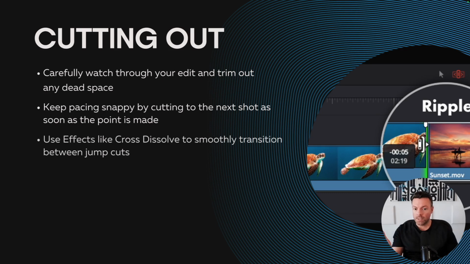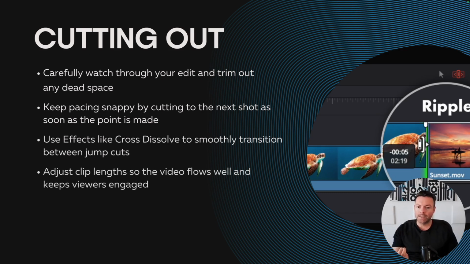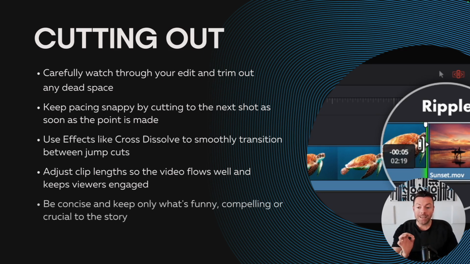Use effects like cross dissolve to smoothly transition between jump cuts, and adjust clip lengths so the video flows well and keeps the viewers engaged. But be concise here and keep only, again, what's funny, compelling, or crucial to the storyline.